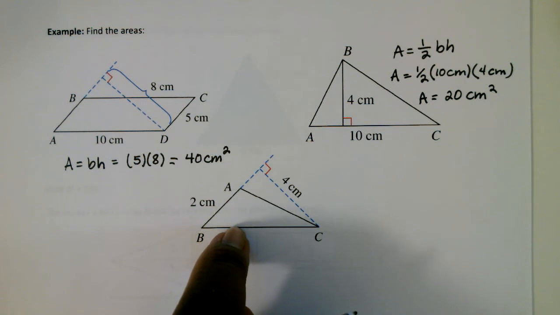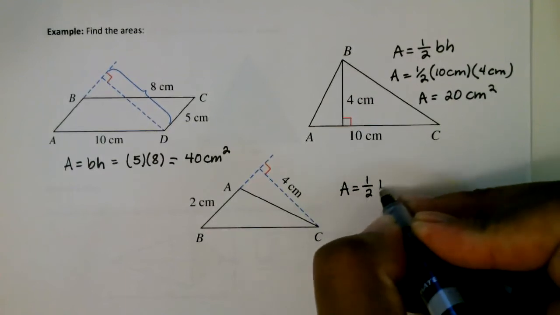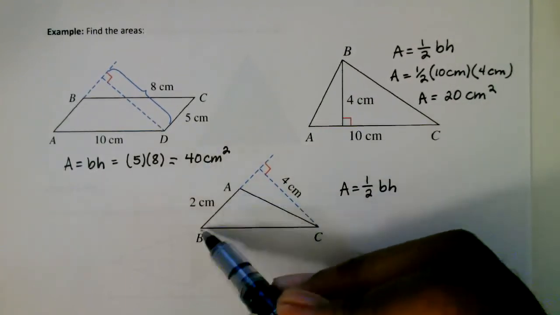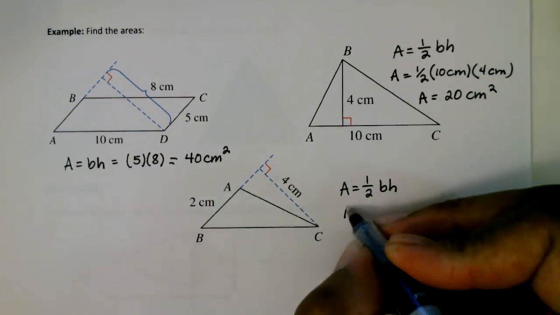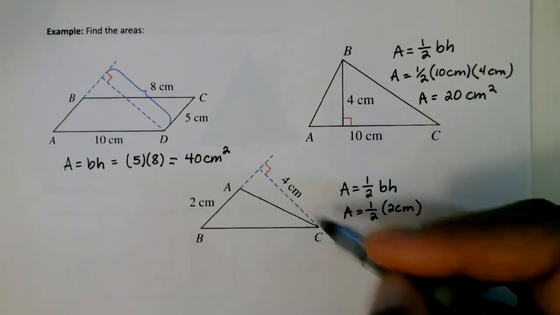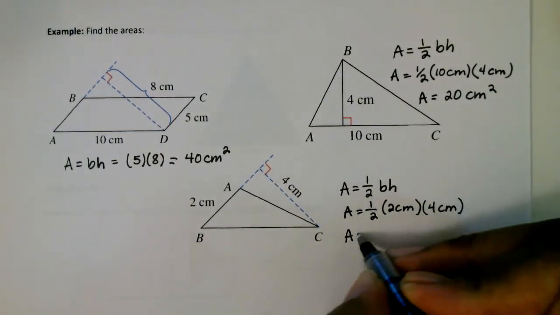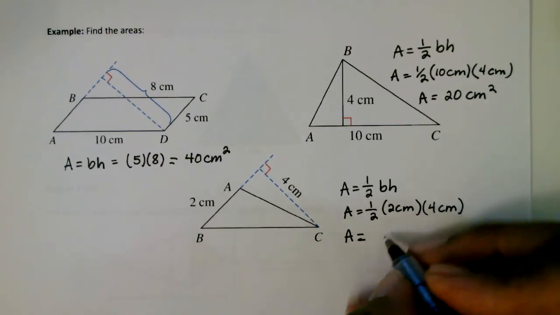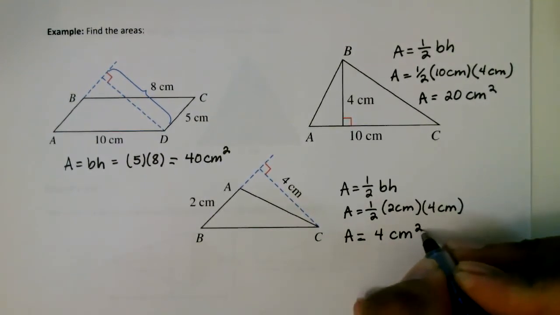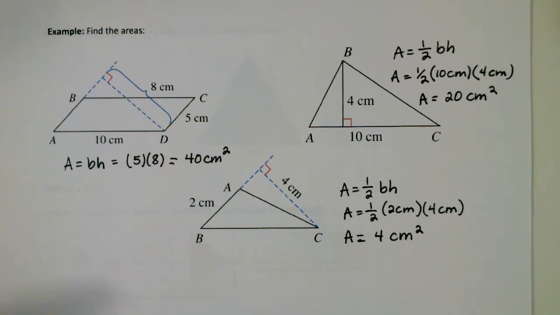And for this one right here at the bottom, that's another triangle. So we have to use area is equal to 1/2 the base times the height. Here your base is right here, that's 2 centimeters. So this is going to be 1/2 of 2 centimeters times this height, which is 4 centimeters. Half of 2 is 1, and 1 times 4 is 4. So this will be 4 square centimeters. The area of that triangle would be 4 square centimeters.